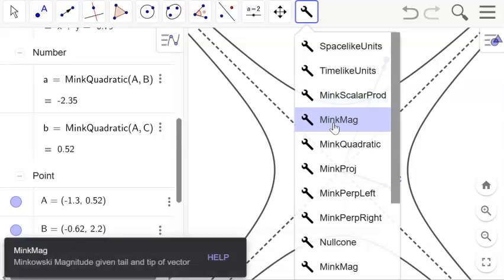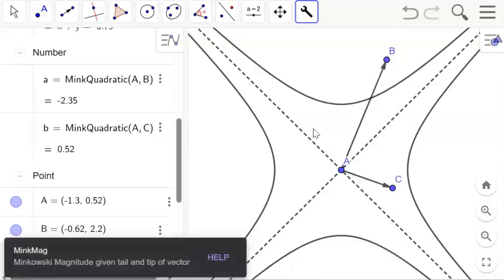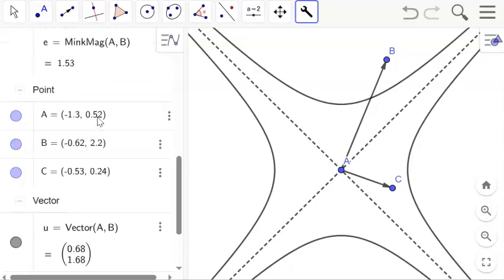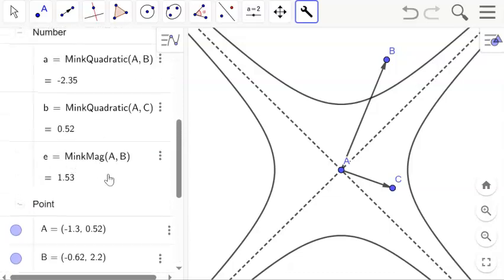Now we have magnitude, very closely related to that. It's just the square root of the absolute value of the quadratic form. So let's apply it to the same 2 vectors. Again, you're going to do tail and then tip of the vector. That's creating a new number. Okay, Mink Mag AB is 1.53. That's the square root of the absolute value of minus 2.35. So it's always going to drop the sign and take the square root.